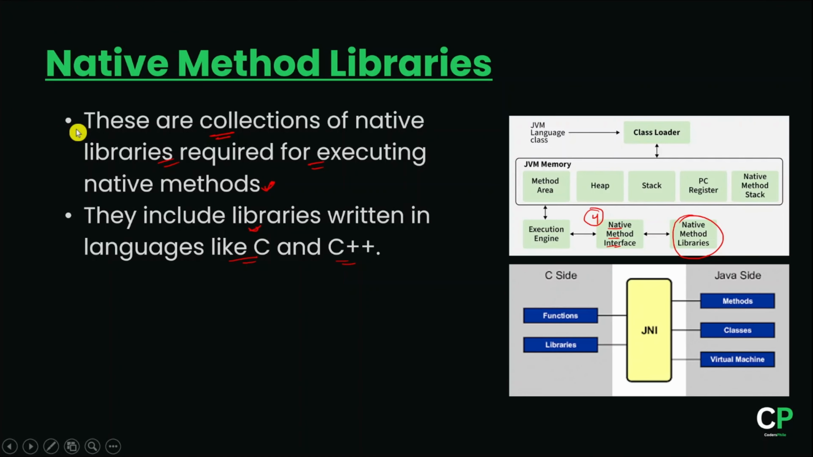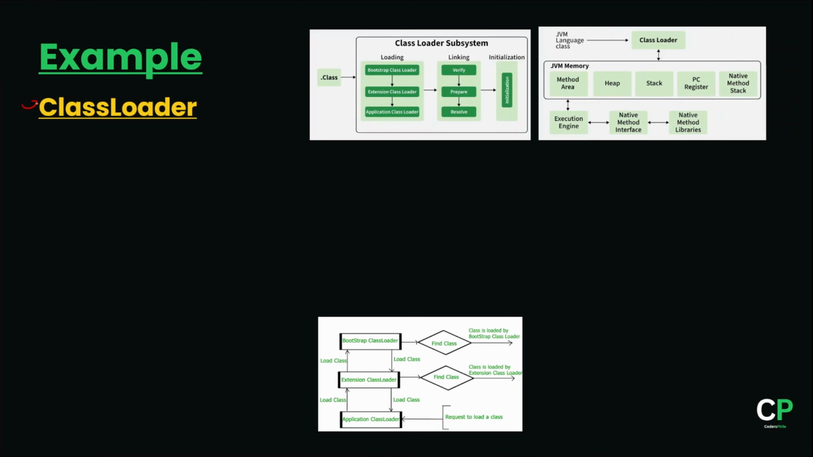So these are the native libraries. Native libraries are basically a collection of native libraries required for executing any native methods, and they include the libraries written in the C or C++ language. So this completes our fifth part of the JVM architecture, that is the native method libraries. So this completes the JVM architecture. Till now we have studied the whole JVM architecture in detail.